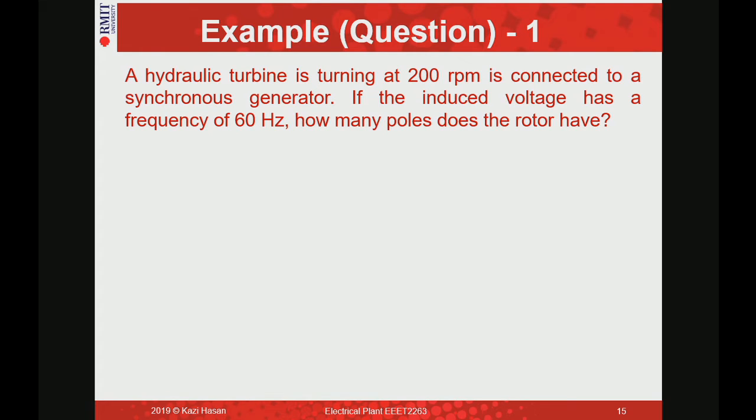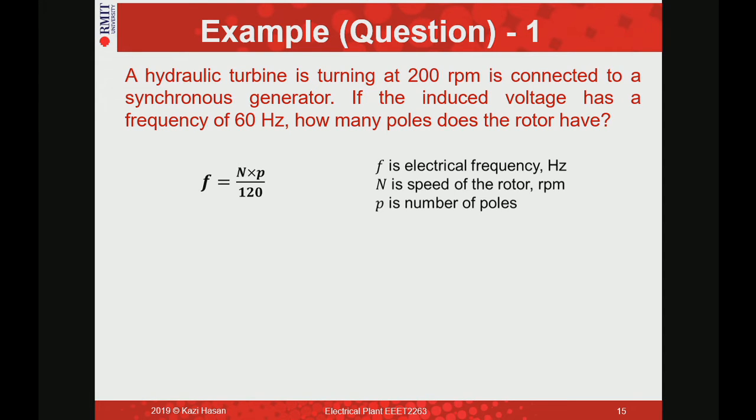RPM, and then F is 60 Hz. P is 36, is it? So 18 pole pairs. Is it? 18 pole pairs or 36 poles.